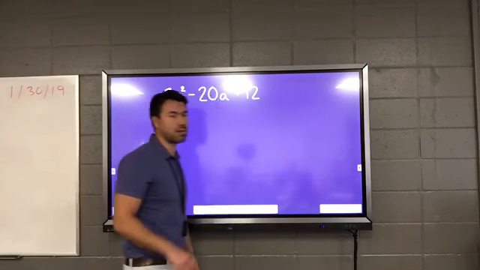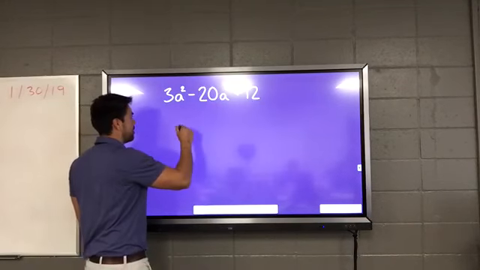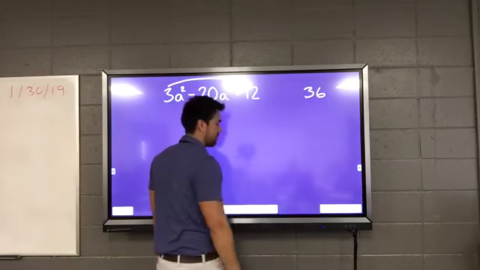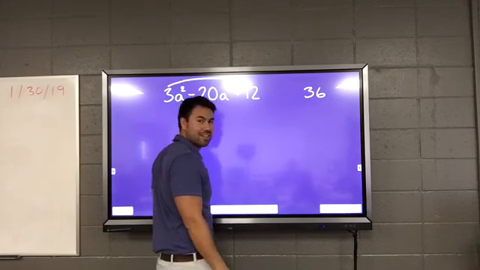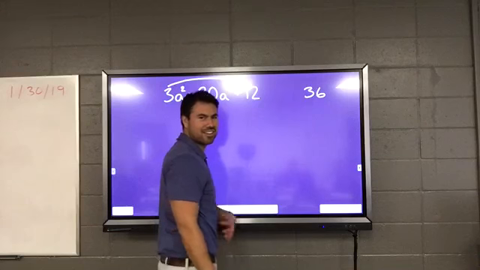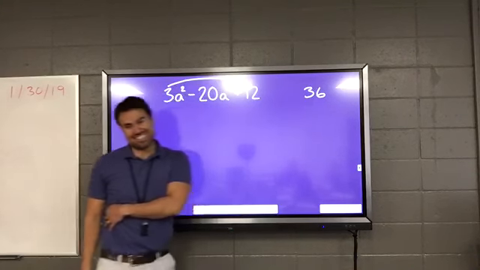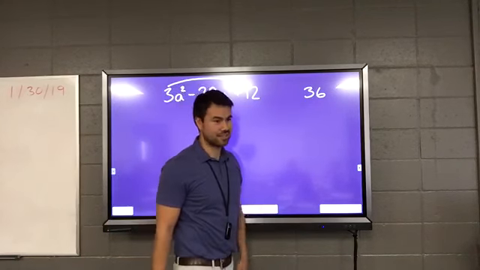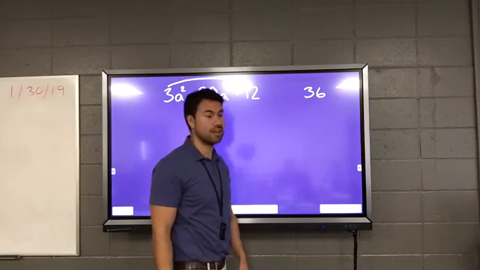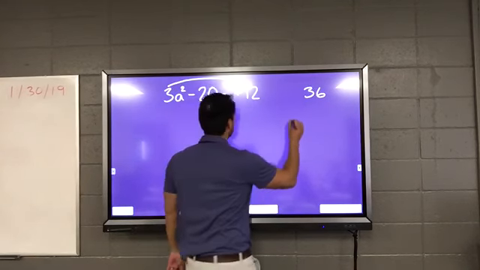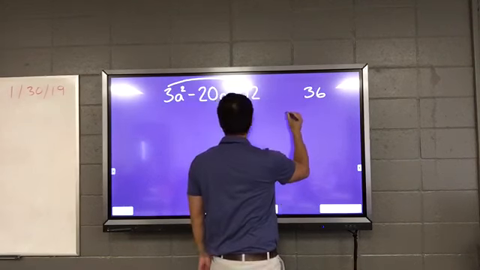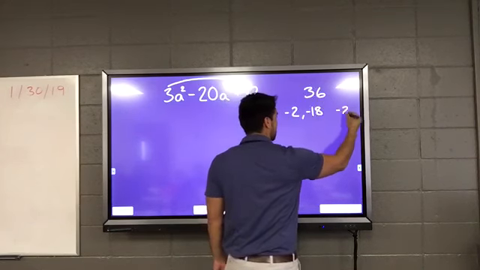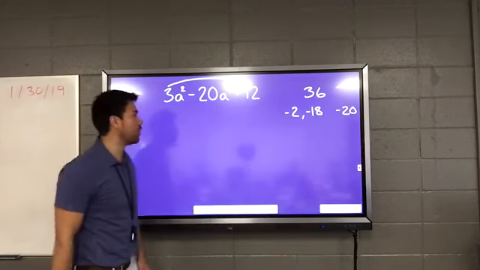Okay, Sydney, what's my first step? All right, great. Parker, next step. Just what do I do next? I'm not done. Max, what do I do? So I got my 36. I think it's negative 2 and negative 18, because that gets me 36, and they add up to be negative 20. Okay, great. Cole, what do I do with those?